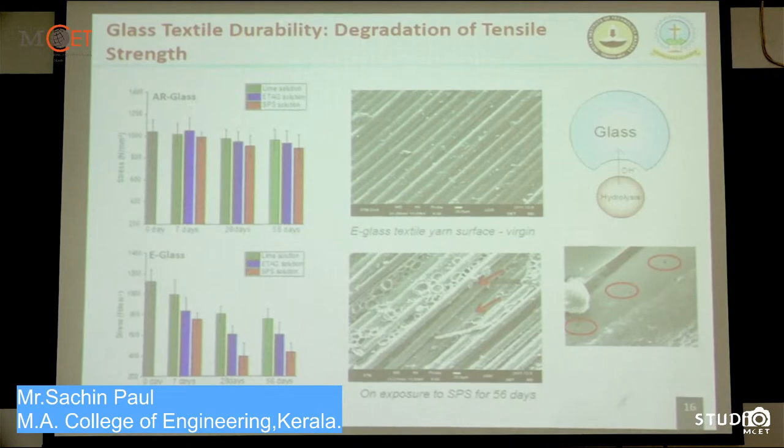So we did some tests. This is AR glass, this is E-glass. Now I should explain what AR glass is. AR glass is a glass with zirconium content. Zirconium is a compound that helps in preventing the degradation of glass. So you can see that with zirconium, the glass does not show any degradation, whereas with E-glass you can see the strength degrades under different exposures. So it is very important, if you are using a textile in concrete with glass fibers, to understand the nature of the glass that you are using for your work, either construction or research.